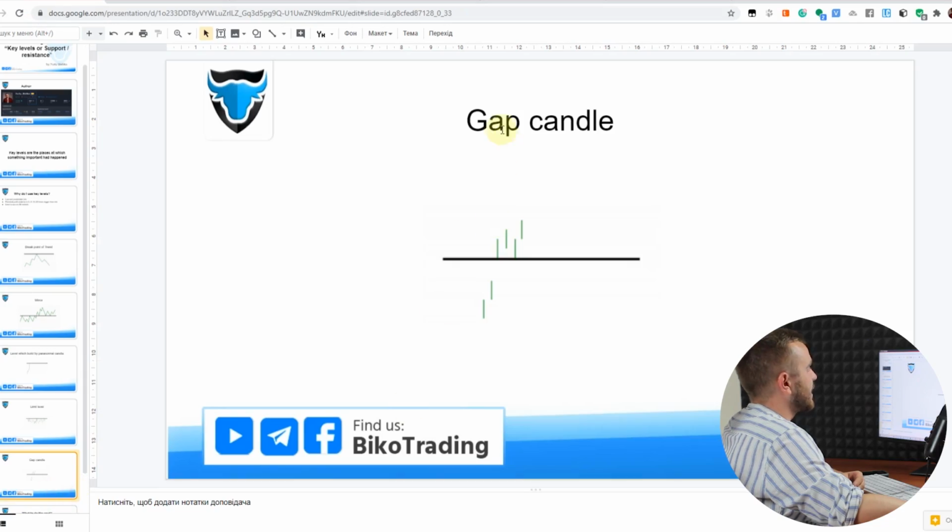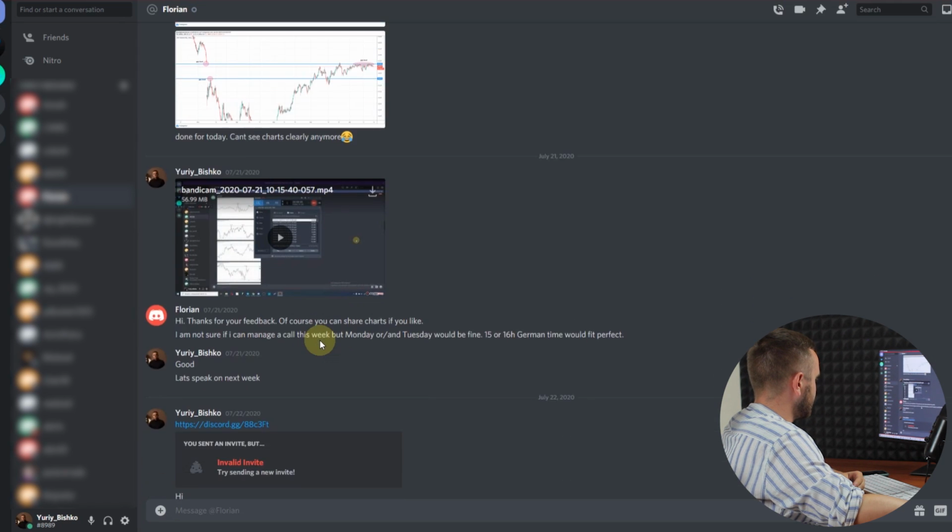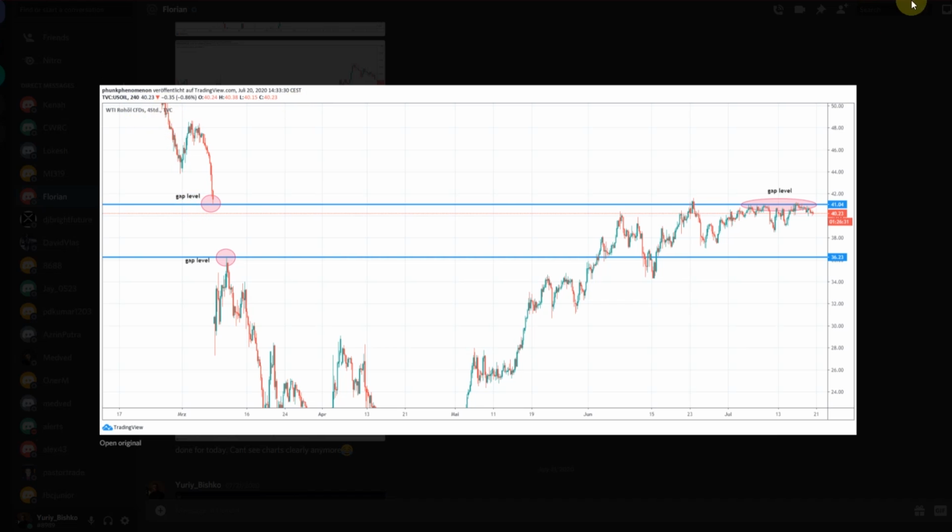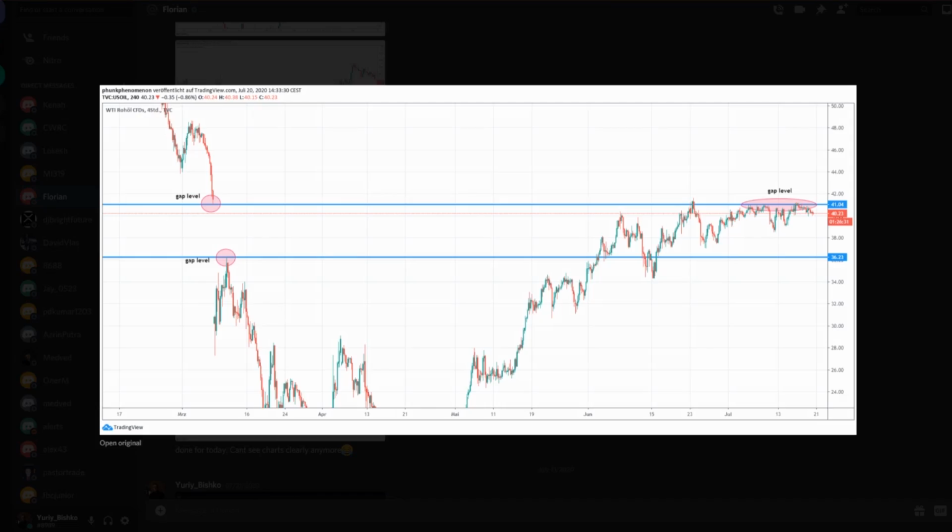The next one, it's a gap candle, a really important level. Example for you, my student sends the best gap level. It's my student, his name is Florian, he's from Germany, and we work face to face. I personally teach him how to trade. We have lessons together. He's really good. Example of gap level, as you can see the gap, and how it played out.